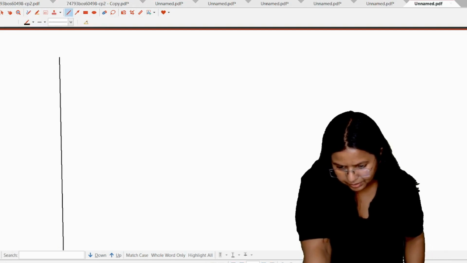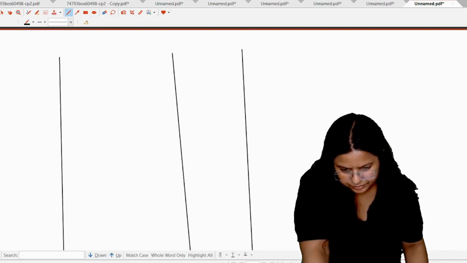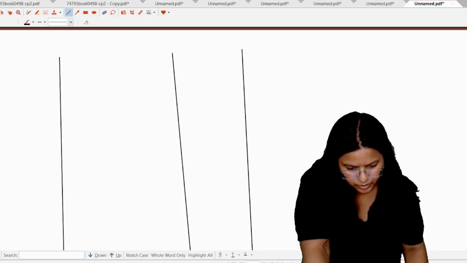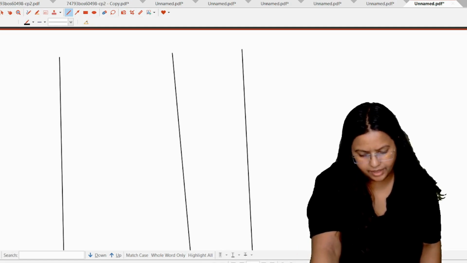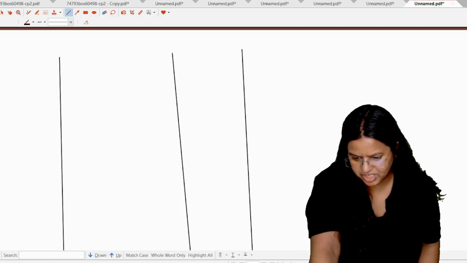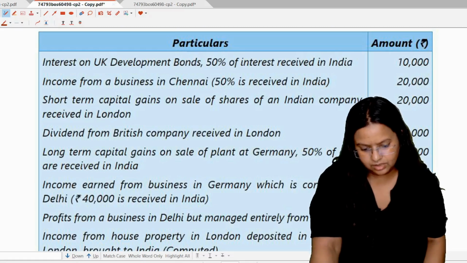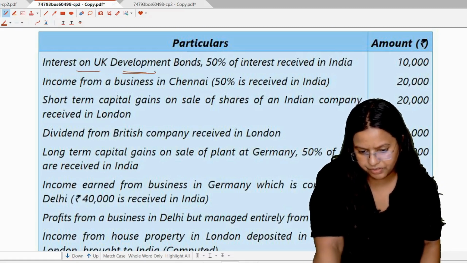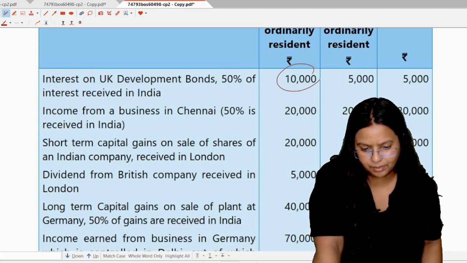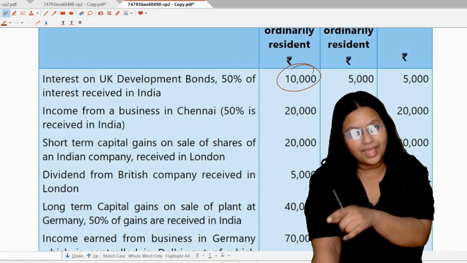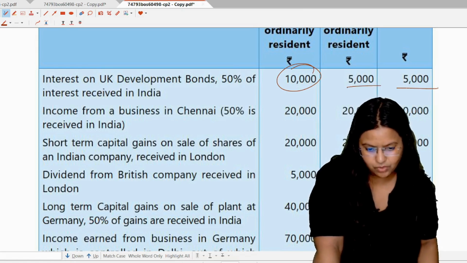First, serial number, particulars, ROR, NOR, NR. Okay, now the question is interest on UK development bonds, 50% of interest received in India. Again, student, for resident and ordinarily resident, all the income, that is 10,000, will be taxable. For NOR and NR, only that income will be taxable which is received in India. That is 50%, 5,000.